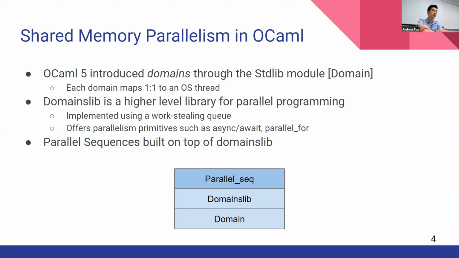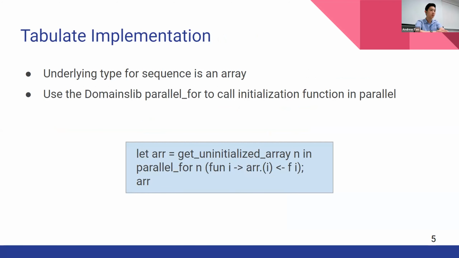So let's talk a little bit about the implementation. First, I'll talk about tabulate, which is arguably one of the most important ones, which creates a sequence. It's good to know that the underlying type for a sequence is an array. We're going to put all of our computations into the array, and that gives us constant time indexing. Of course, the type is opaque, so it's abstracted away for the users. The domainslib parallel_for is very useful here. We can use this parallel_for to call our initialization function in parallel, and then when we're getting the result, we can put it into the array at the appropriate index.